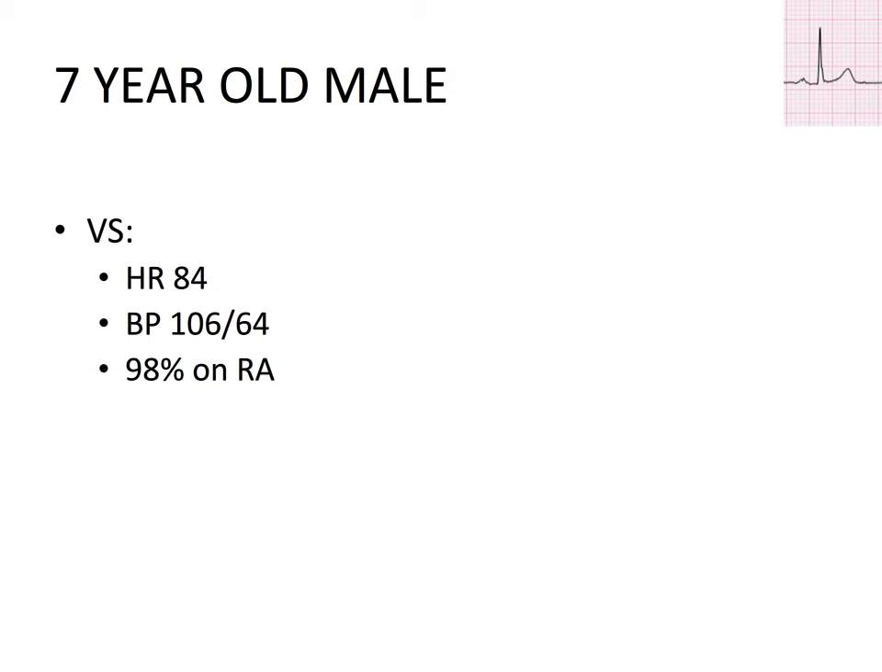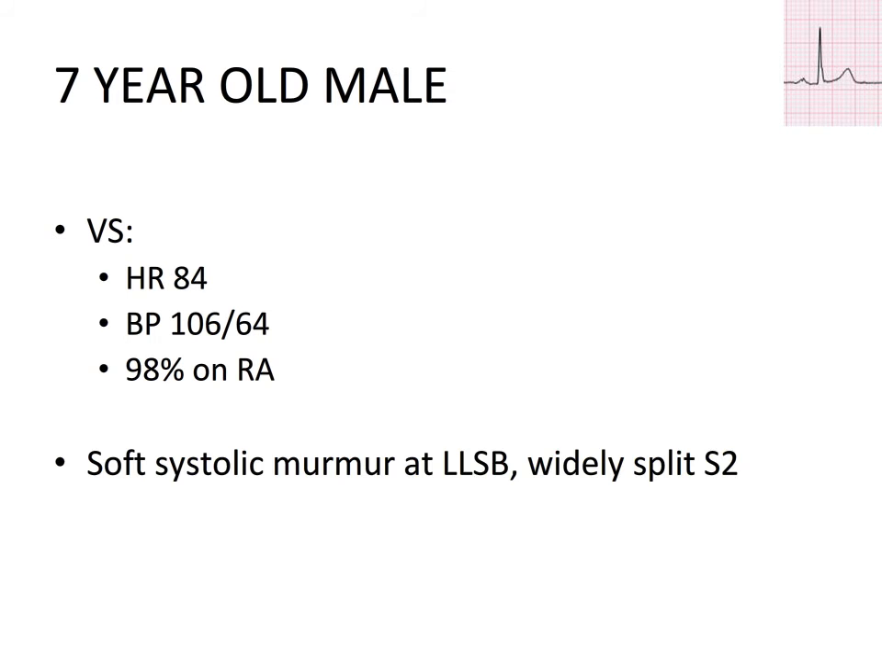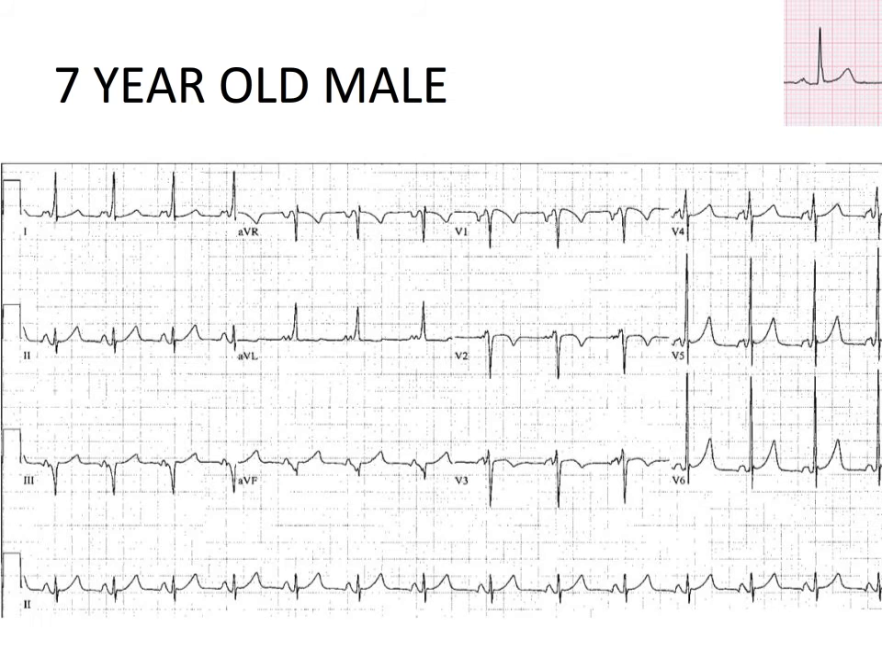This time, your physical exam shows a heart rate of 84, blood pressure of 106/64, and an oxygen saturation of 98% on room air. The patient has a soft systolic murmur at the left lower sternal border and a widely split S2. You decide to get an EKG. And this is what you see. One last time, go through this EKG on your own.